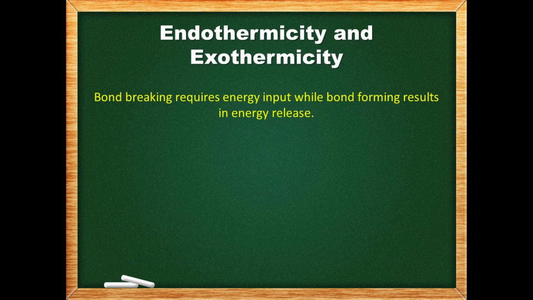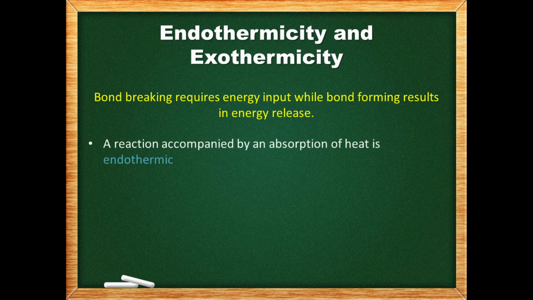The difference between the potential bond energy of reactants and products in a chemical reaction is the enthalpy change or delta H value. Bond breaking requires energy input, and hopefully it's fairly intuitive that breaking something requires energy. On the other hand, bond forming results in a release of energy. A reaction accompanied by an absorption of heat is endothermic, while one accompanied by a release of heat is exothermic.